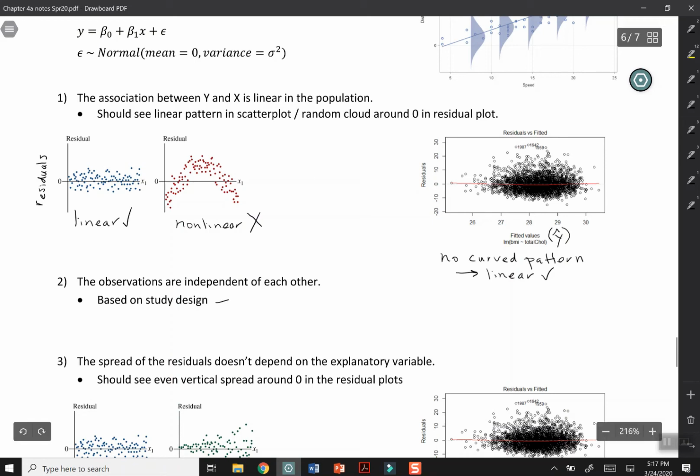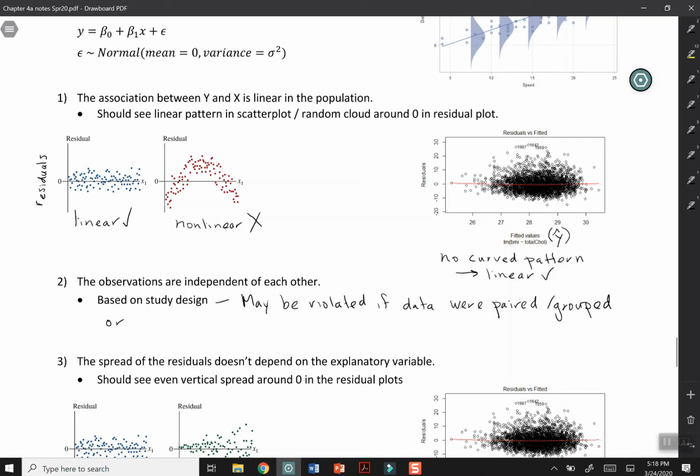There are ways that this can be violated, so things in the design to be looking for. It may be violated if the data were paired or grouped somehow. This is something we had talked about before. If they were paired or grouped, then those aren't really independent observations. Another way that we can get observations that aren't independent is if you have a time series. This would be like a scatter plot where you have time on the x-axis. And this is potentially a problem because sometimes you have two time points and they're actually correlated with each other, right? You don't really want to think of them as independent observations.